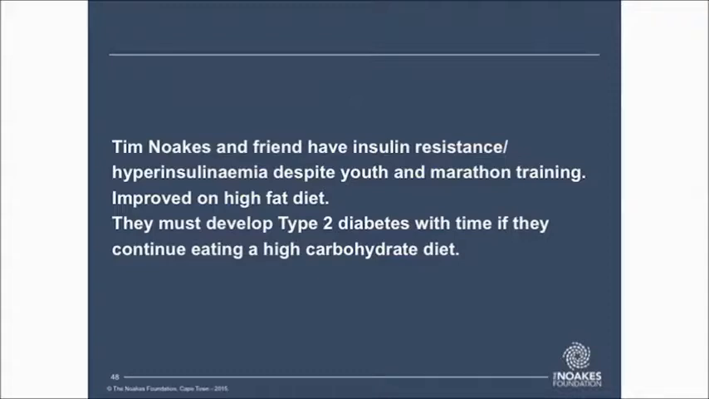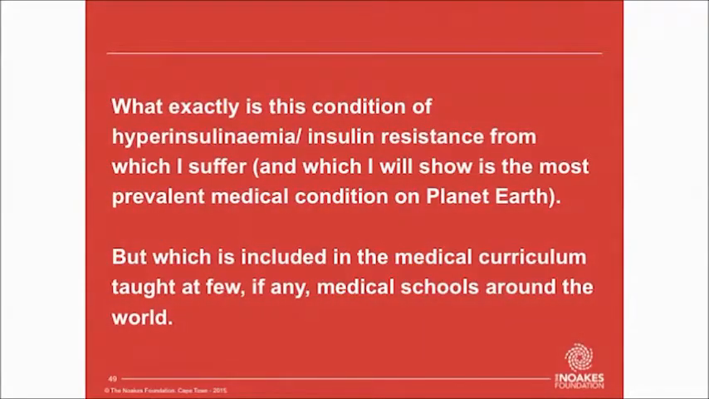And one of the talks will be on what this condition of hyperinsulinemia, insulin resistance, from which I suffer, is, and which I will show is the most prevalent medical condition on planet Earth, but which is included in the medical curriculum and taught at few, if any, medical schools around the world. And I will argue that this is the most prevalent condition, and it's worsened by high carbohydrate diets. So we have a predisposing condition, insulin resistance, which we don't recognize. We underdiagnose it. It was underdiagnosed in me. And then we provide dietary advice that makes it worse.